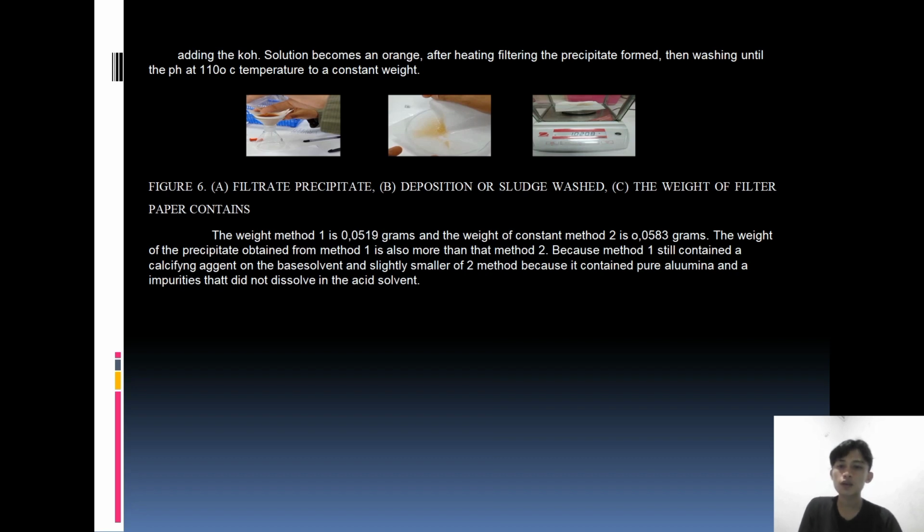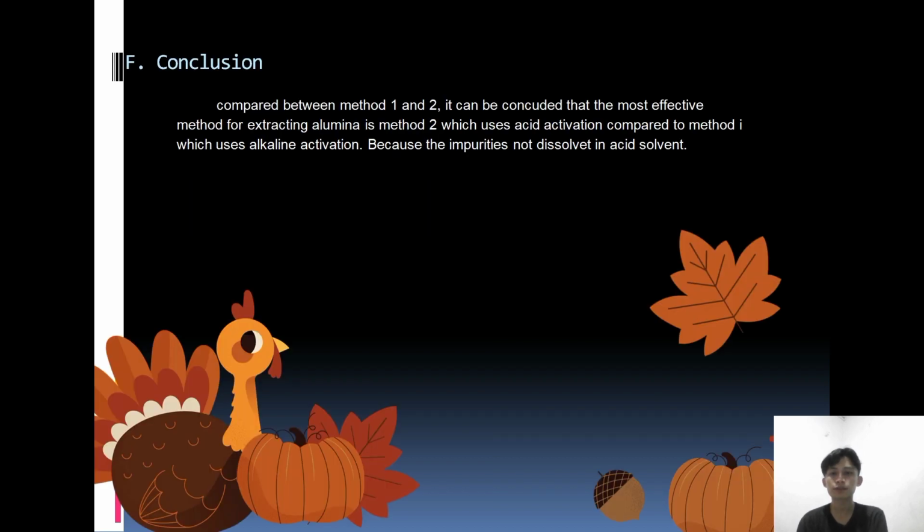The weight of method 1 is 590 grams and the weight of method 2 is 500 83 grams. The weight of the precipitate obtained from method 1 is also more than that of method 2, because method 1 contains impurities and alumina, and it is slightly smaller in method 2 because it contained pure alumina and impurities that did not dissolve in the acid solvent.